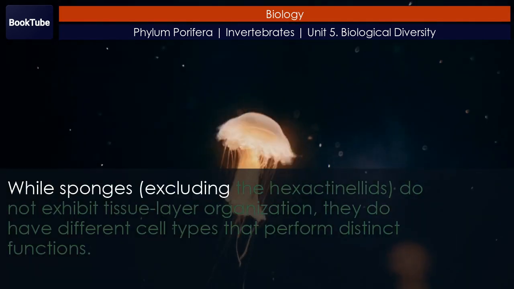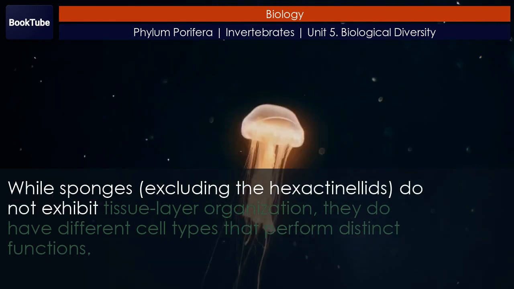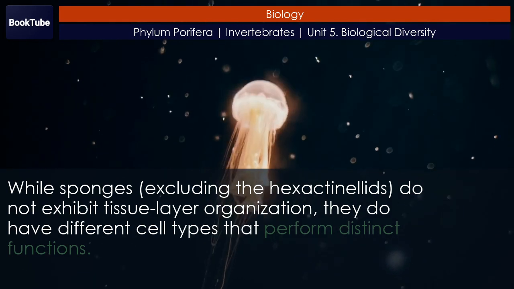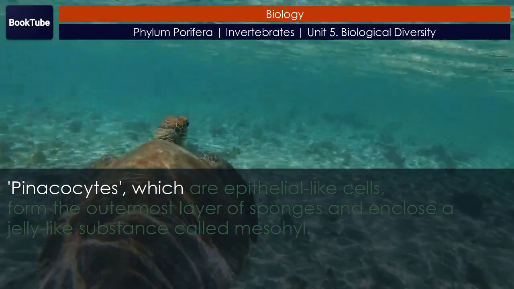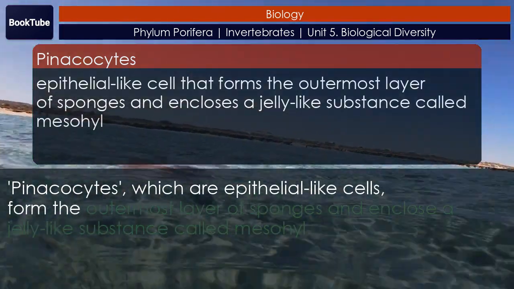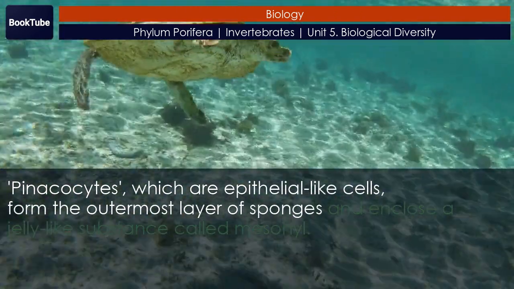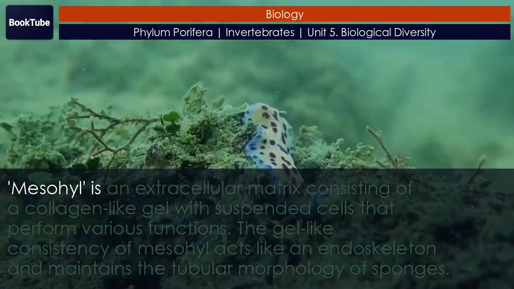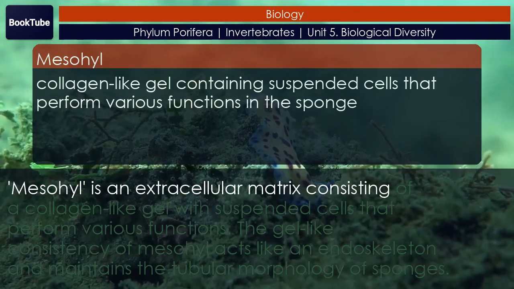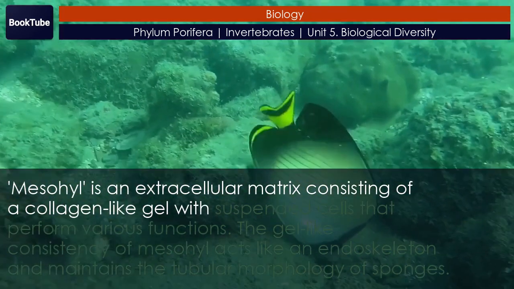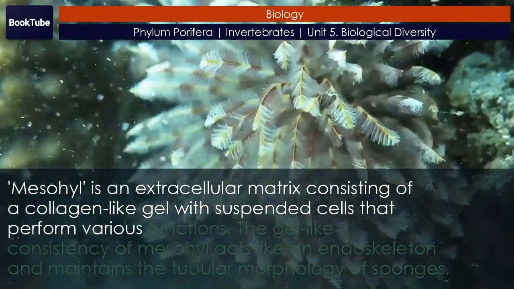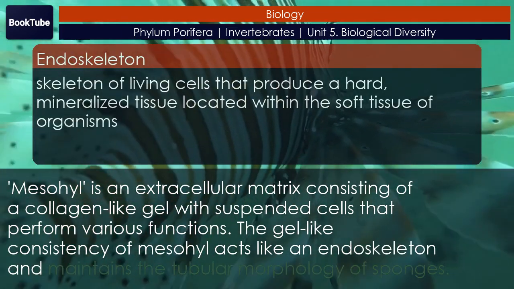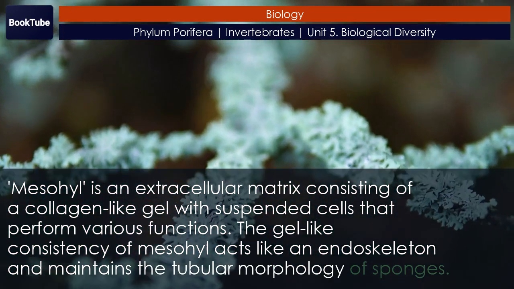While sponges, excluding the hexactinellids, do not exhibit tissue layer organization, they do have different cell types that perform distinct functions. Pinacocytes, which are epithelial-like cells, form the outermost layer of sponges and enclose a jelly-like substance called mesohyl. Mesohyl is an extracellular matrix consisting of a collagen-like gel with suspended cells that perform various functions. The gel-like consistency of mesohyl acts like an endoskeleton and maintains the tubular morphology of sponges.